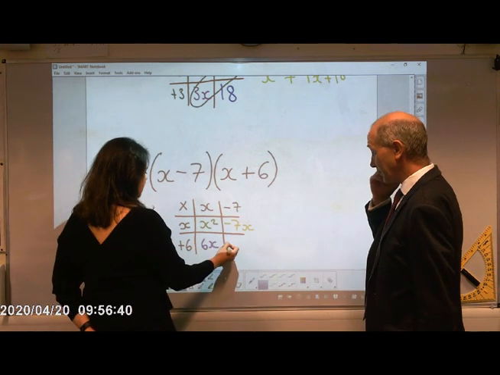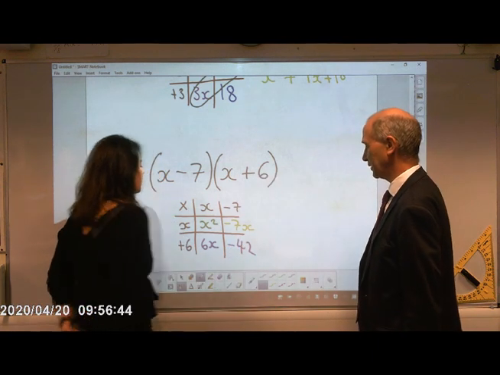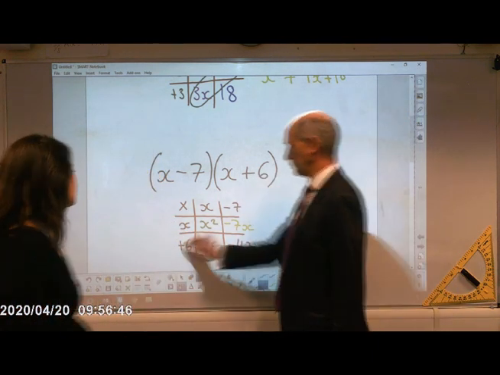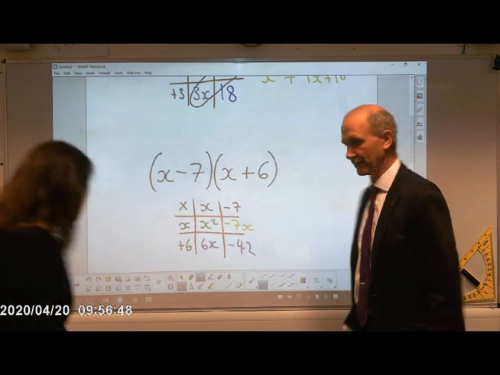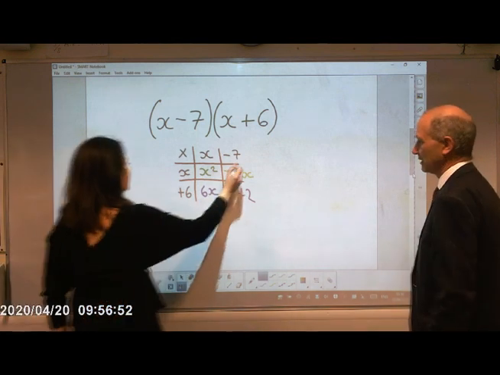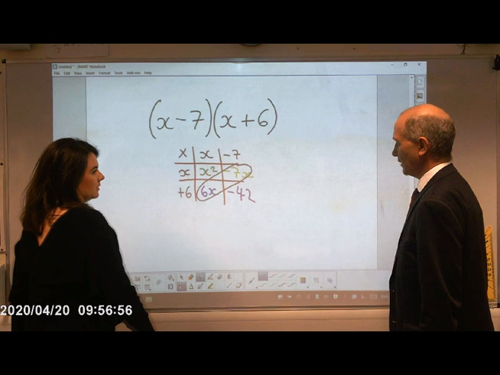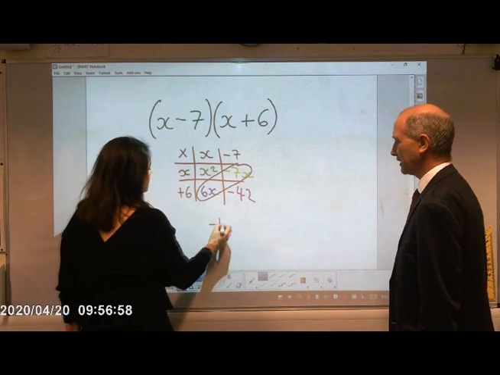And 6 7s are 42. One's a positive, one's a negative, so minus 42 because we're multiplying, and when we multiply positives and negatives, we get a negative answer. Now, do you want a little bit more space? Yes, please. Simplify it by 7? Oh, minus 1. Minus 1x. So it's going to be minus 1x.